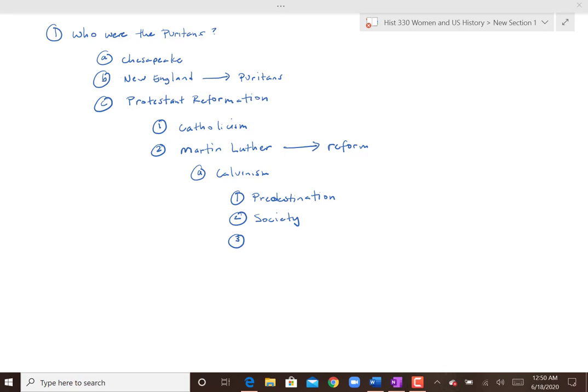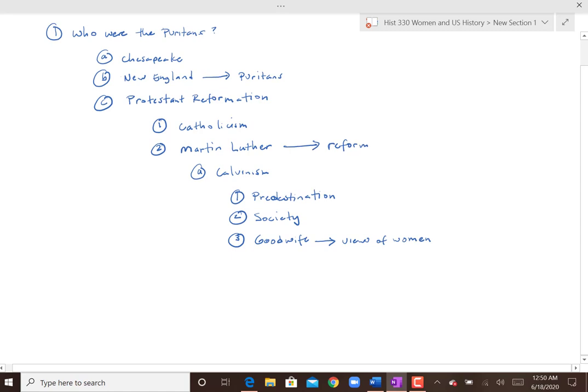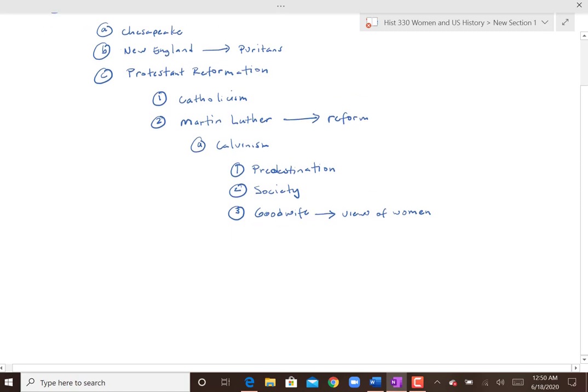And then the other key thing that came out of that was what was called the good wife. And this is with a view of women. In Catholic belief, certainly in how it played out with the role of women in the church, women had a very limited role within the church. In early Christianity they had a much larger role, and then they slowly got pushed out into a very limited range for what they could do.